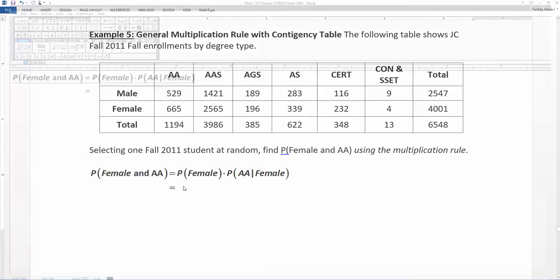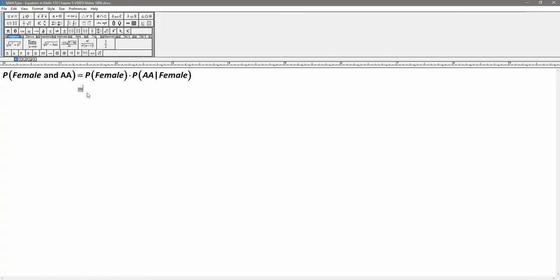Okay, well, the female part, there are 4,001 females out of 6,548 in the group. So there's the chances that you're going to randomly draw a female. Now, given that you know it's a female, there's only 4,001 females, so my denominator has automatically shifted. I cut out the 2,500 guys in the group. Now, what's the chance of being AA and female? Once I know I'm in the female group, there's only 665 of them that are in associative arts.